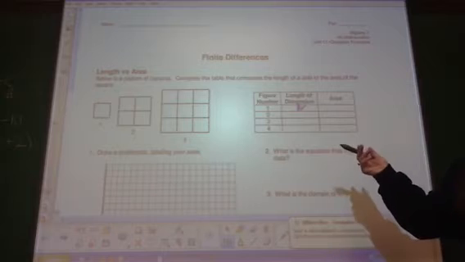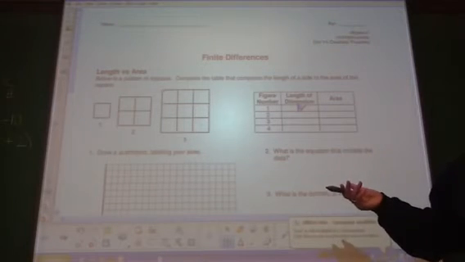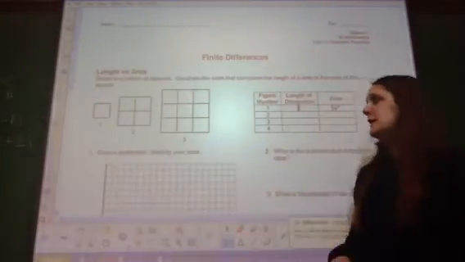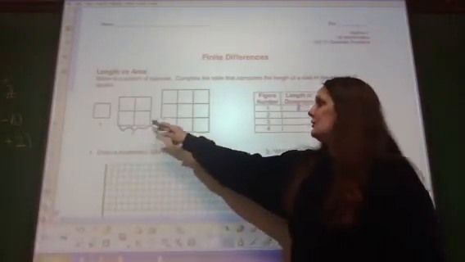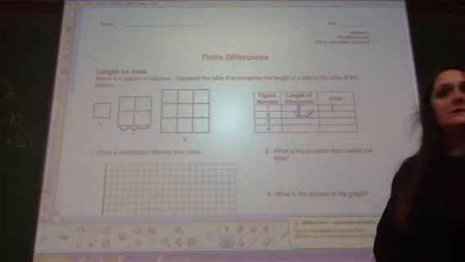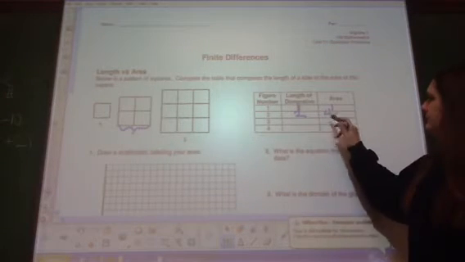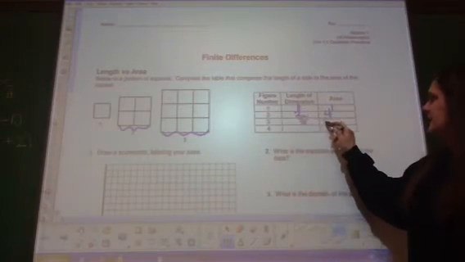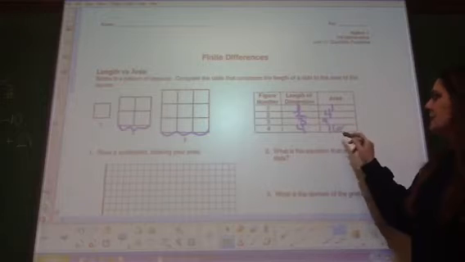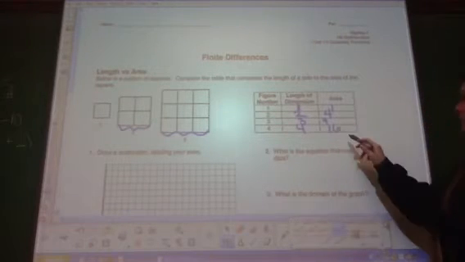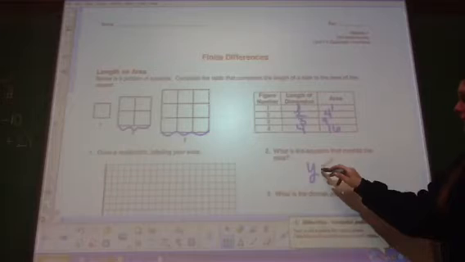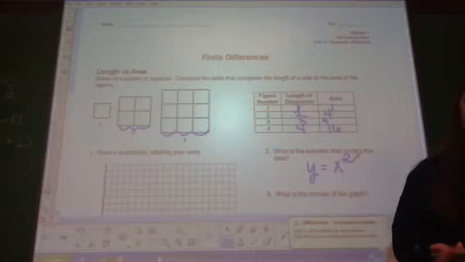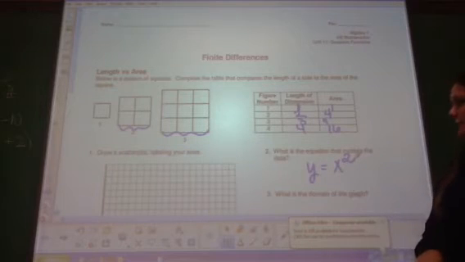Base times height? Yeah, base times height, or since it's a square, we can just do side squared. So 1 squared is 1. If we have 2 right here, we have a whole side of 2. What's 2 times 2? 4. Here we got 3. What's 3 times 3? 9. And what's 4 times 4? 16. So basically this right here is our parent function that we've already been dealing with throughout the week, y equals x squared, because that's how we find the area of a square.